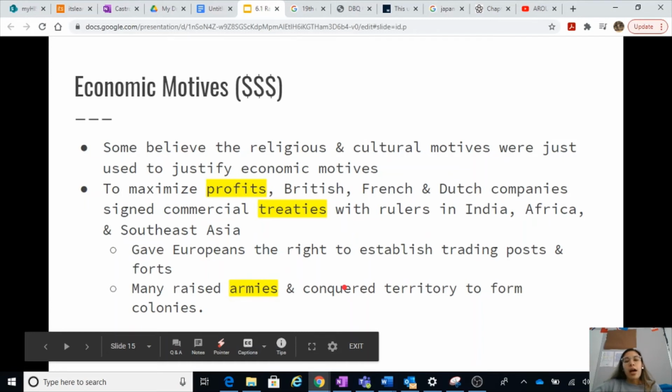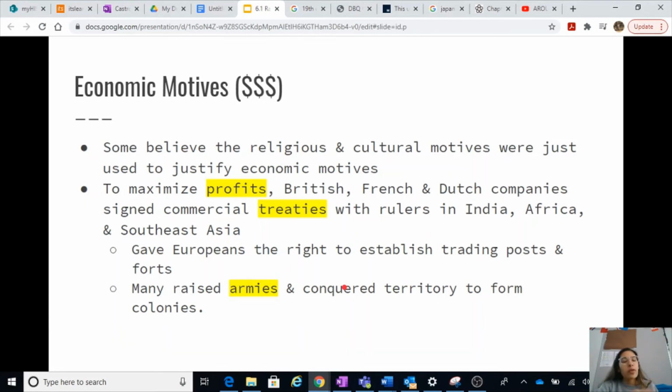But taking in all of those nationalist and cultural ideologies and religious motives, a lot of people believe that these things were just used to justify economic motives. In the end, it's all about profits, it's all about money.